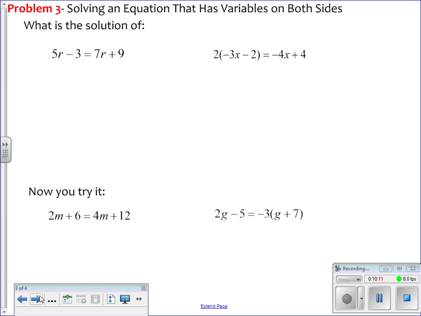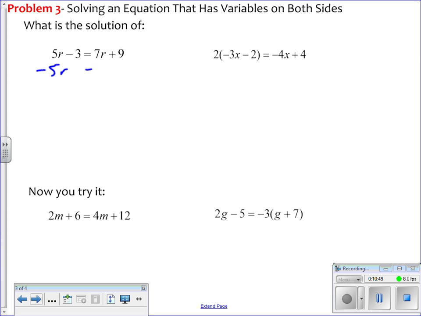Okay. So this one, if I have the variables on both sides, here's what you have to do. You have to get the variables on one side of the equation. Now, I always try to move the smaller variable. This one here, I have 5r and I have 7r. What's smaller, 5 or 7? 5. So I want to get rid of the 5, not the 7. It will still work if you do the 7, but I like to get rid of the smaller ones. It makes it a little easier.